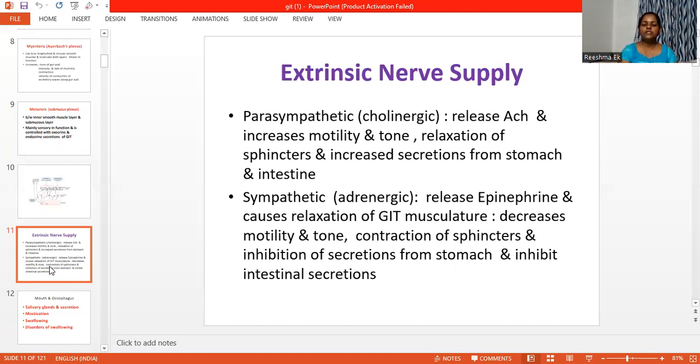Then the sympathetic nervous system functions through the release of epinephrine and causes relaxation of the gastrointestinal musculature, decreases the motility and tone, contraction of the sphincters, and inhibition of the secretions from the stomach and intestine. So it inhibits the digestive juice secreted from the stomach as well as the digestive juice secreted from the intestine.